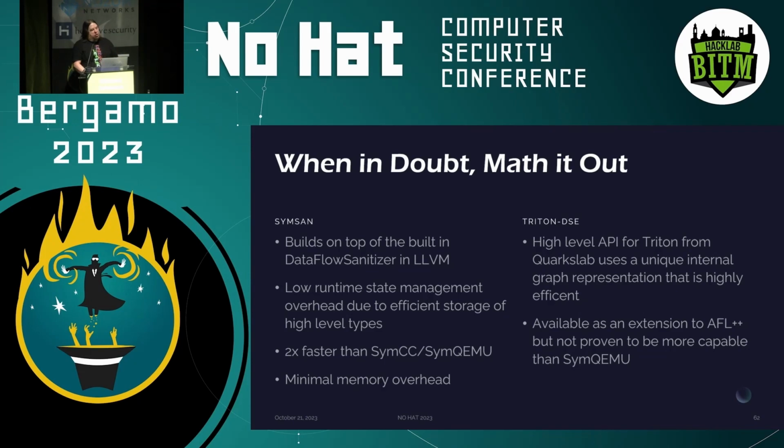And now there's a couple of brand new ones just in the last year. SymSan, I believe, doubled the performance, and so it's actually state of the art. Triton, from Quarkslab folks, released a higher level API that allows you to integrate it with fuzzing fairly easily. It's still being evaluated at this point, though.